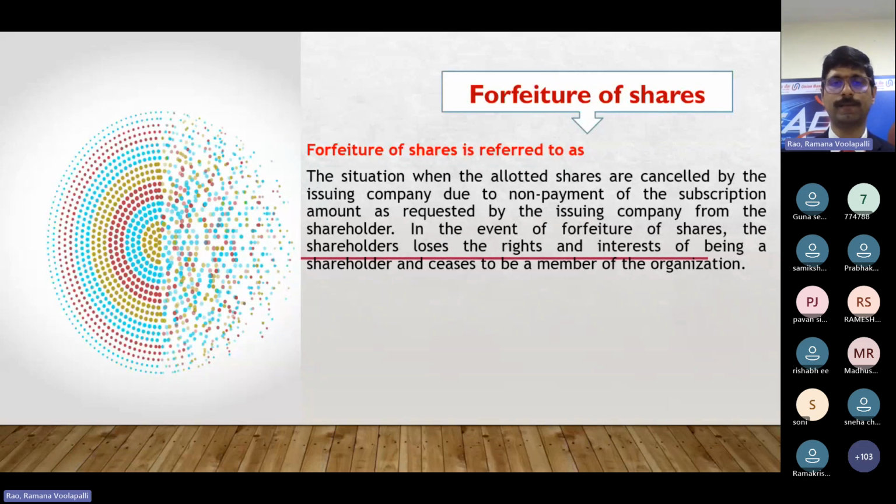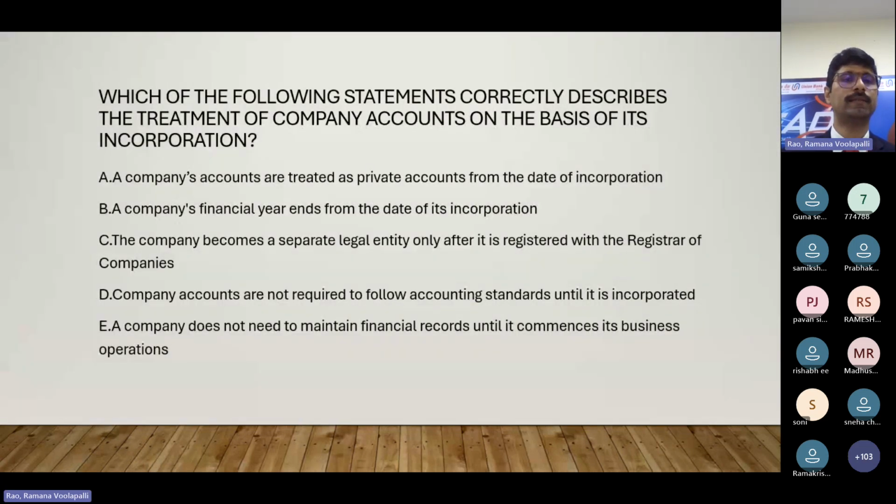After forfeiture, the shareholder doesn't have any share, so he ceases to have the rights. So basically we will take some 3-4 questions on it. Which of the following statements correctly describes the treatment of a company's accounts on the basis of its incorporation? Basing on the incorporation, what is that? Can I get some answers for this? We have almost come to the end of the PPT.